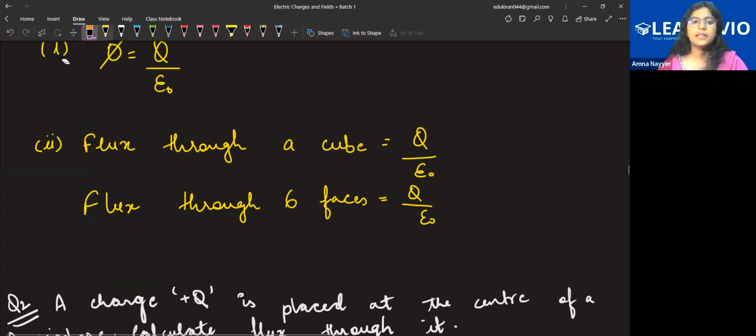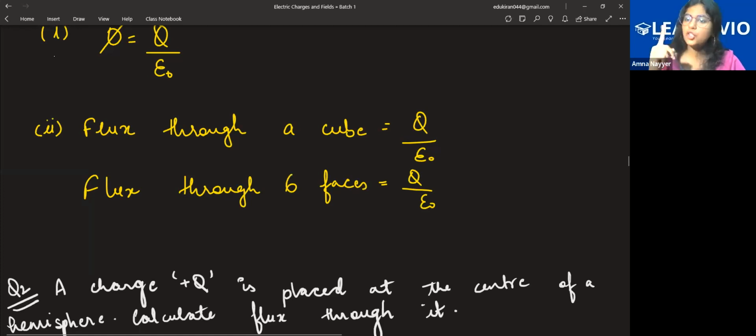See, flux through one cube is Q by epsilon naught. So flux through 6 faces, 6 faces than a cube, are these different? They are not different. If one cube is giving you Q by epsilon naught, so 6 faces will also give you Q by epsilon naught because both are the same. Do you agree till here? Flux through a cube is Q by epsilon naught. Or even if I want to replace a cube, I can replace it with 6 faces.